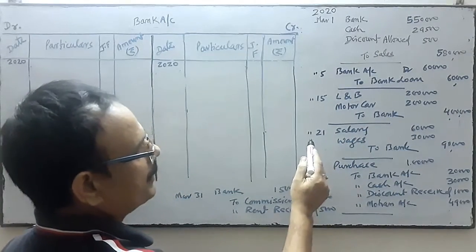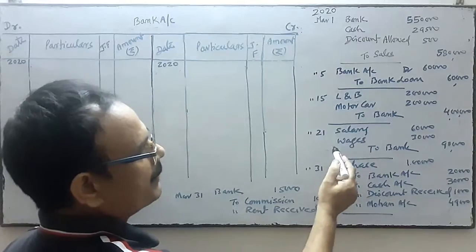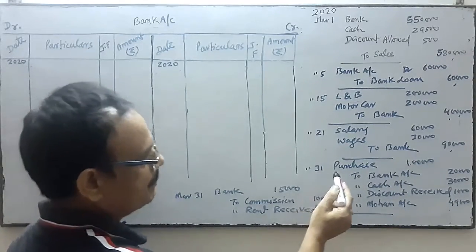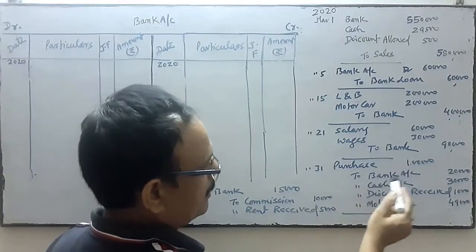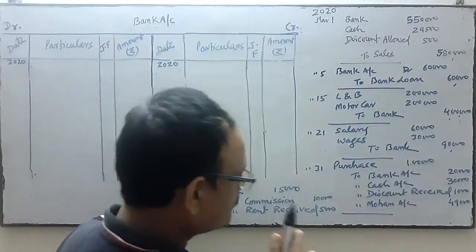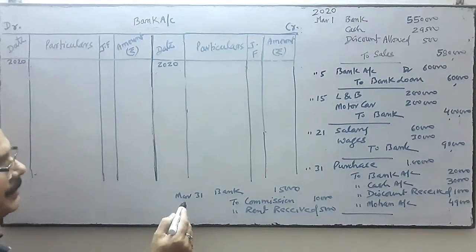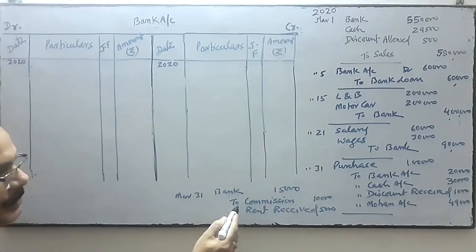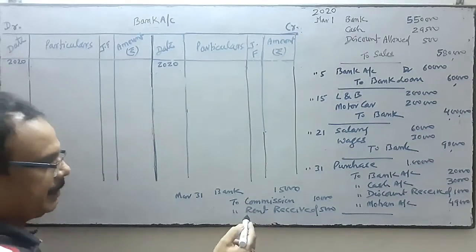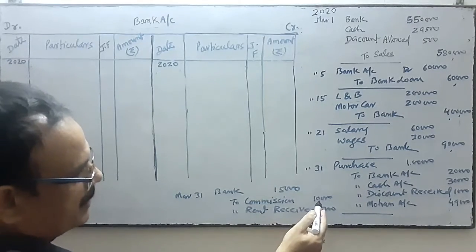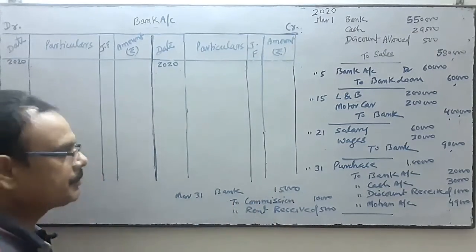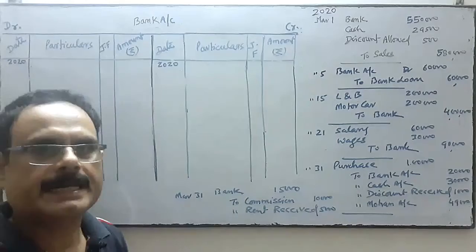Then on 21st, salary account debit, wages account debit to bank account. Then on March 31st, purchase account debit to bank account, to cash account, to discount received to Mohan. Then on March 31st, bank account debit to commission received, to rent received. Commission received is 10, rent received is 5, total 15. Suppose these are the transactions which are related to bank.